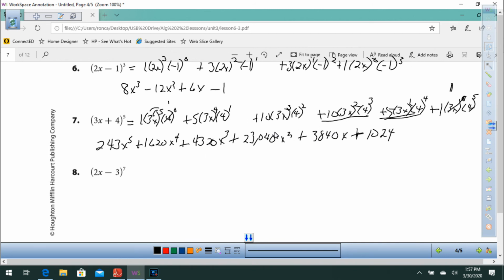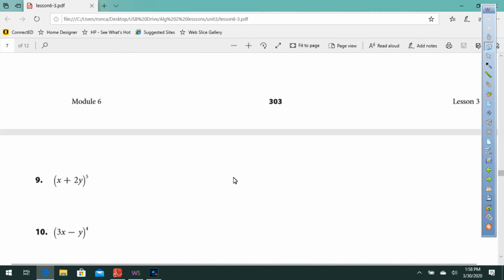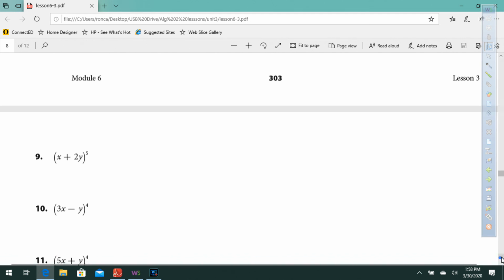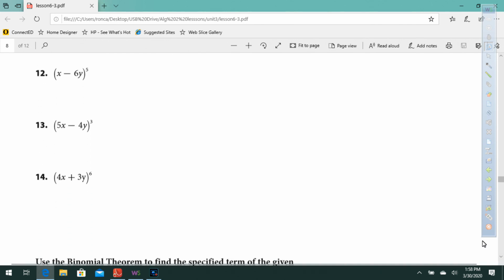This is what the Pascal's triangle creates, an algorithm that you can use for expanding these. So we're going to stop at 7 there. And let me see here. Number 13.